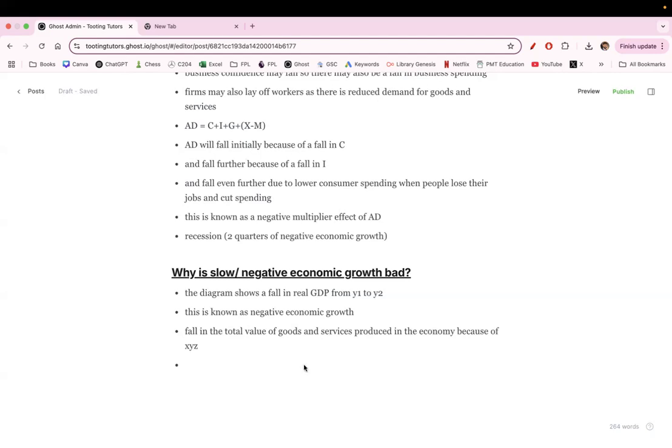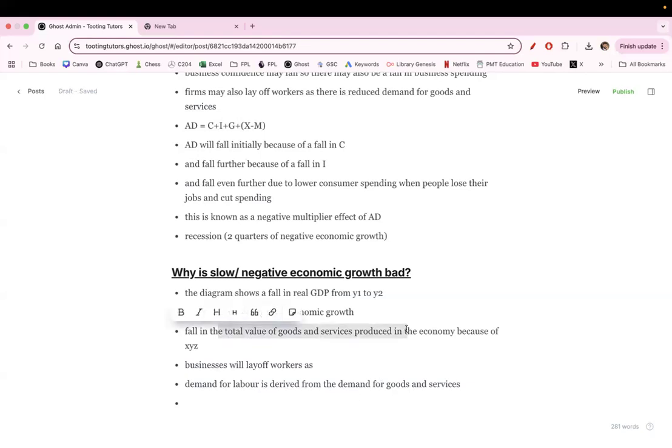So businesses will lay off workers as the demand for labor is derived from what? From the final good and service. So if there's less demand for the final good or service, just like if people are not buying shoes, then Foot Locker will not need any workers, right? Yeah. So they will lay off workers and that will cause unemployment. Therefore, there will also be a fall in living standards.